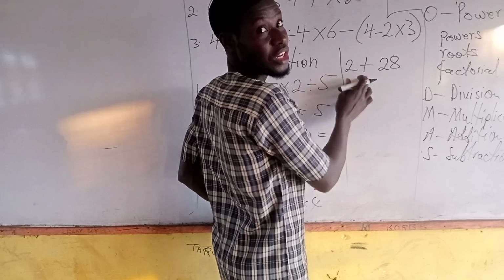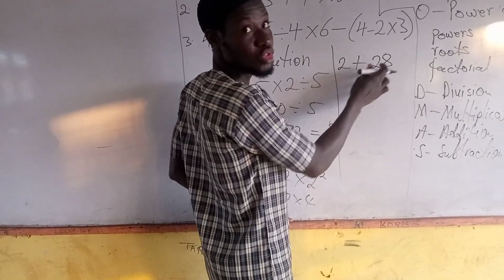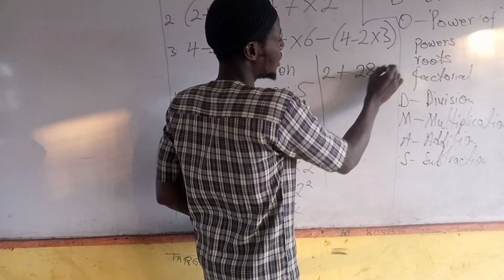So then you don't count. What is left here is now only 2 terms. So 2 plus 28 will give us 30.